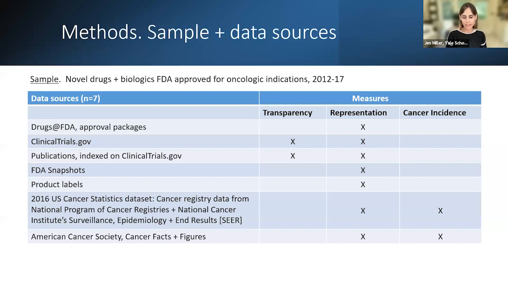For cancer incidence data, we're looking at the US Cancer Statistics Dataset, which is cancer registry data from the National Program of Cancer Registries, along with SEER data. We also look at the American Cancer Society's Cancer Facts and Figures. Next slide.